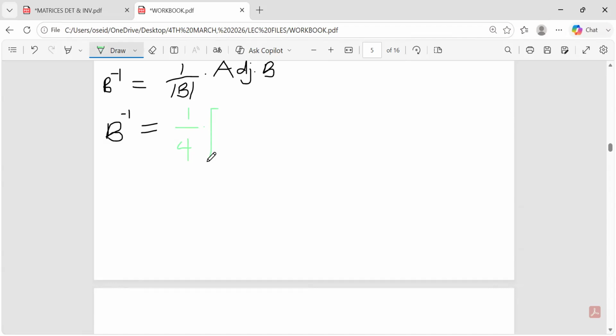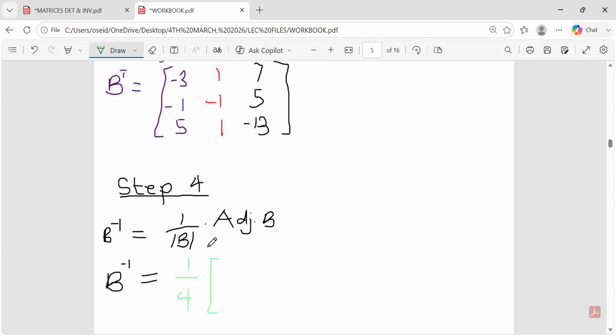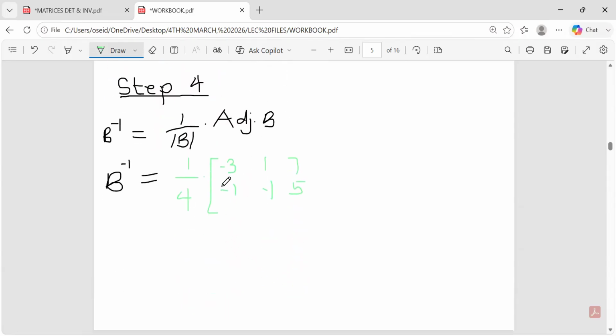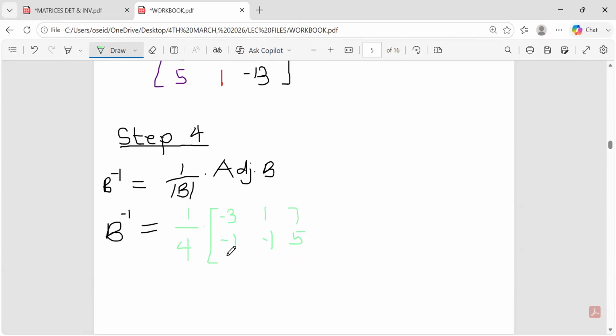Adjoint of B. So after the transpose, we had what? Negative 3, 1, 7, negative 1, negative 1, 5. And the last one was what? 5, 1, negative 13.